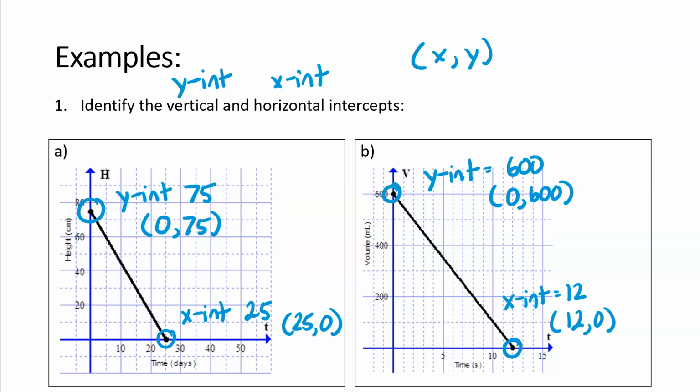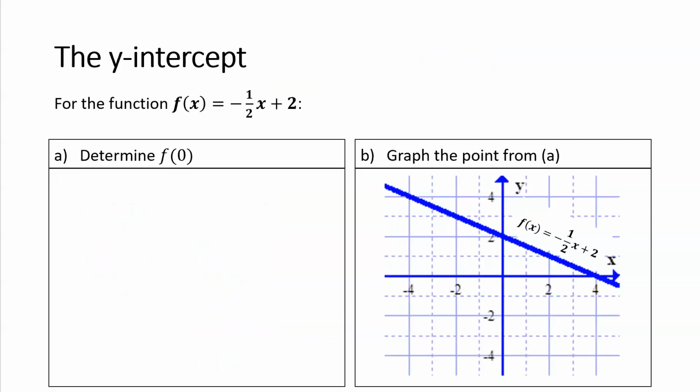Okay, for the next example, we're going to look particularly at the y-intercept. And we have a function, f(x) = -1/2 x + 2. And that graph is shown to you in part B of the question. So we're asked in part A to determine f(0), or what is the function's value when the input, or the x value, is 0.